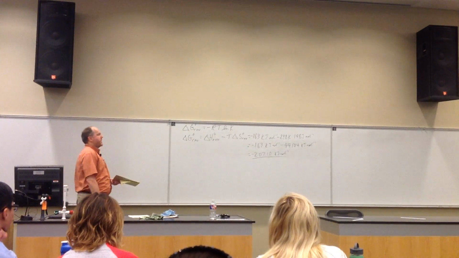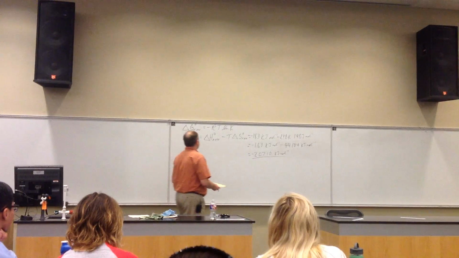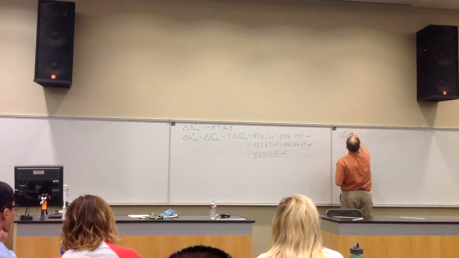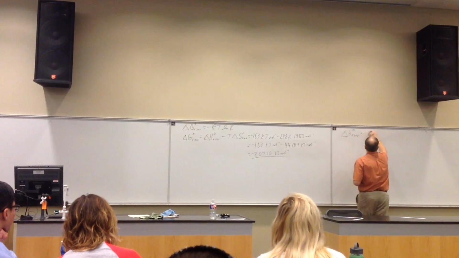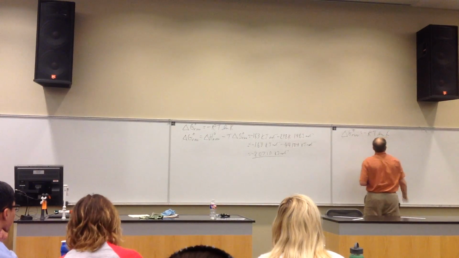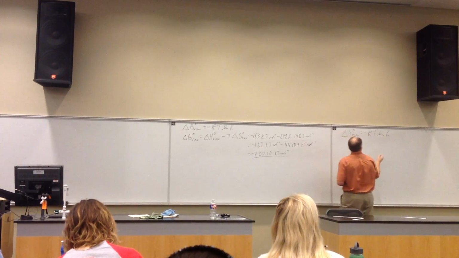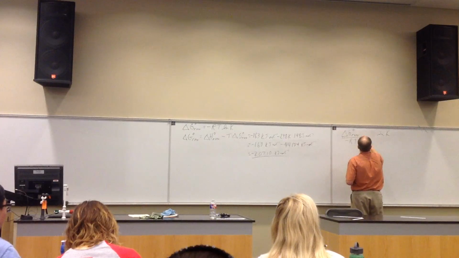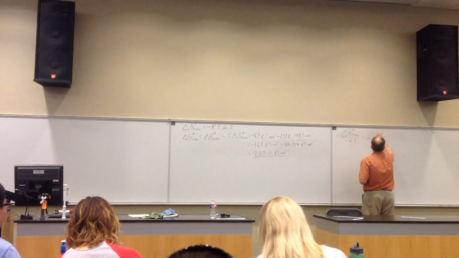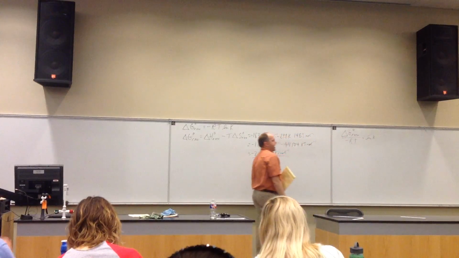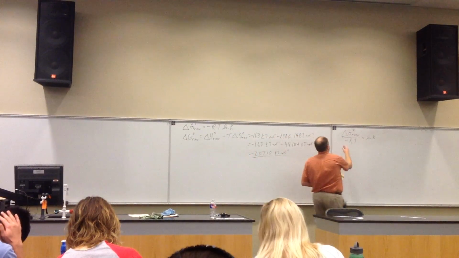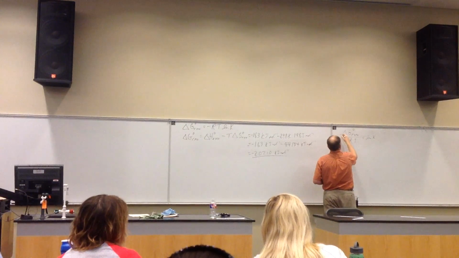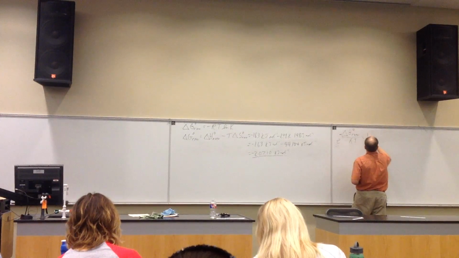I need to calculate K at 25 degrees C, so I need to solve this for K. Delta G0 for the reaction is equal to minus RT log of K. Solving this for K, I'm going to divide both sides by minus RT. This is going to be equal to the natural log of K. To get rid of the natural log of K, I exponentiate both sides. So I have e to the minus delta G0 over RT is equal to K.